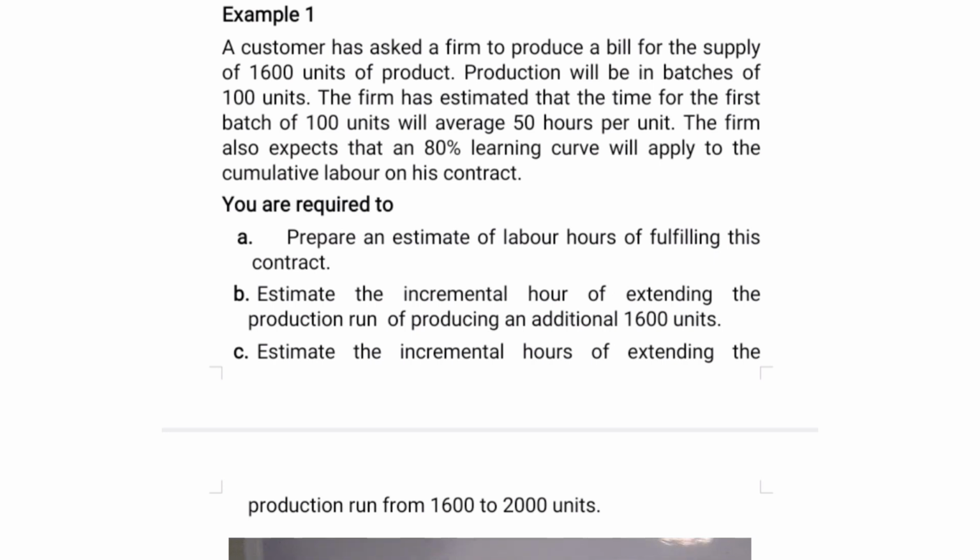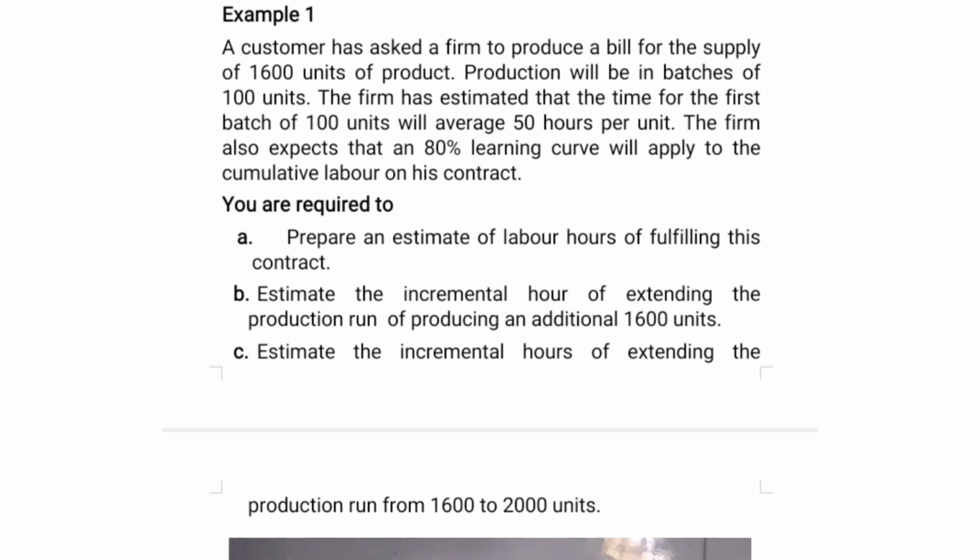The firm has estimated that the time for the first batch of 100 units will average 50 hours per unit. The firm also expects that an 80% learning curve will apply to the cumulative labor hours on its contracts. A. Prepare an estimate of labor hours of fulfilling these contracts.